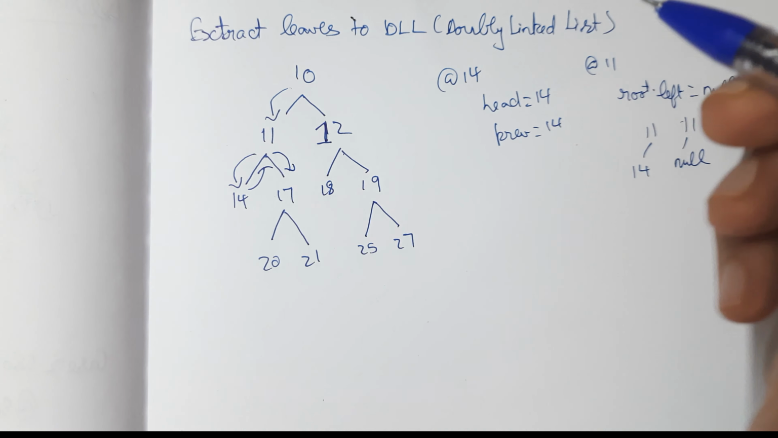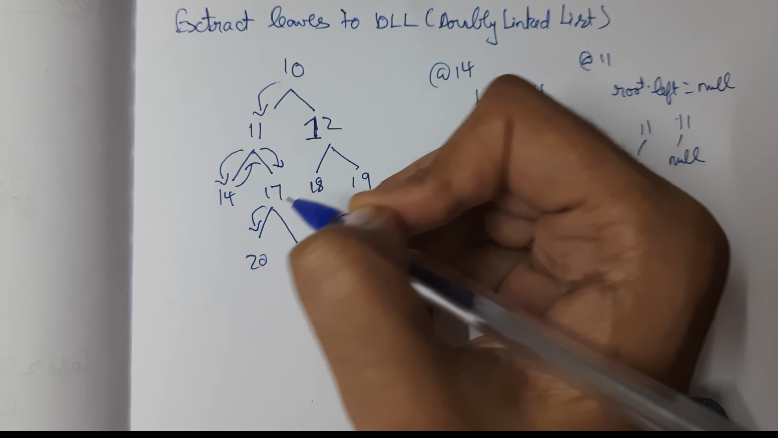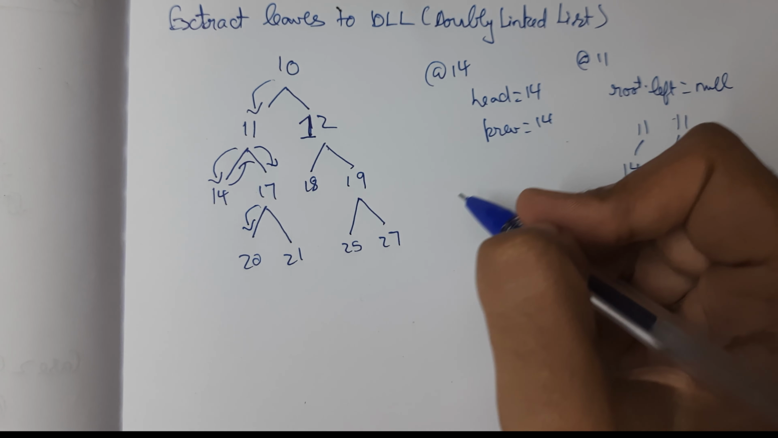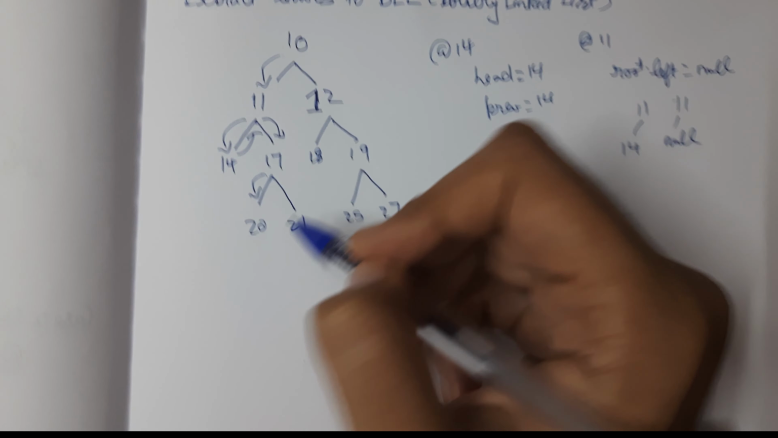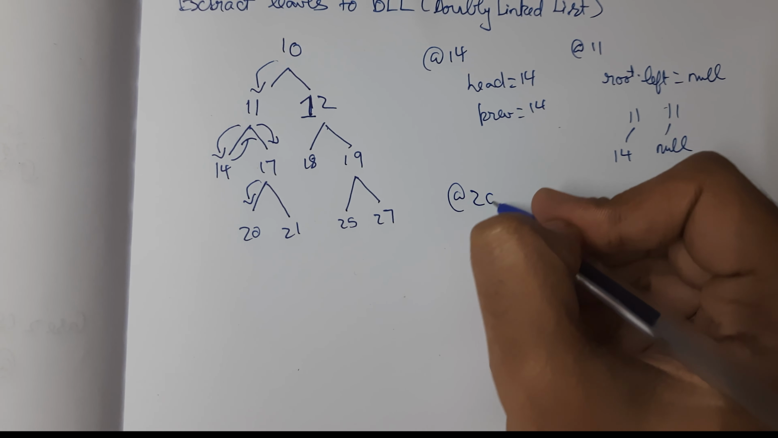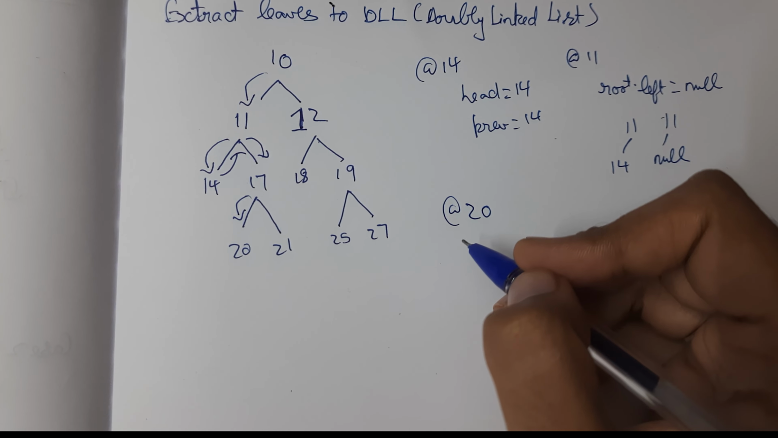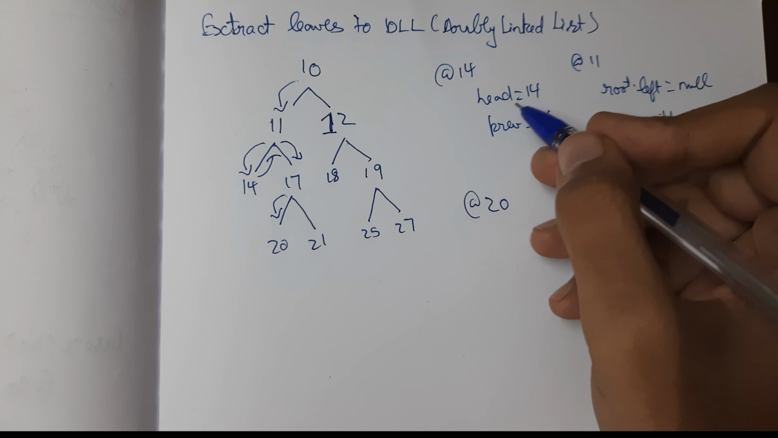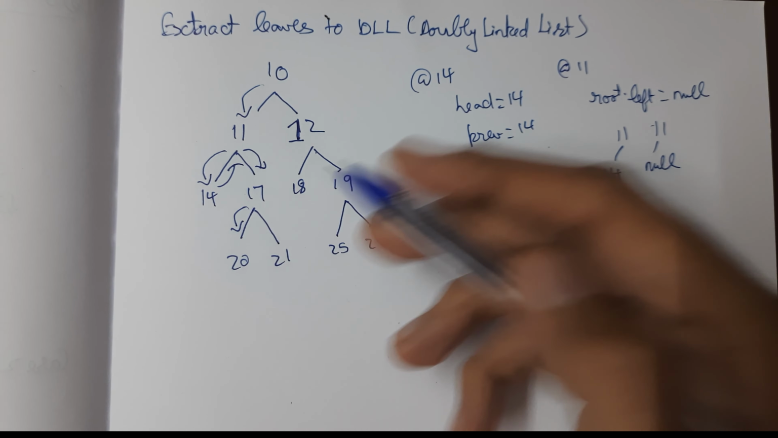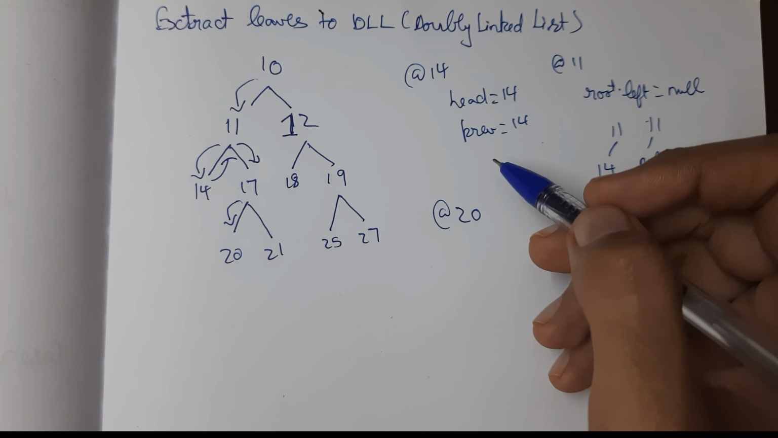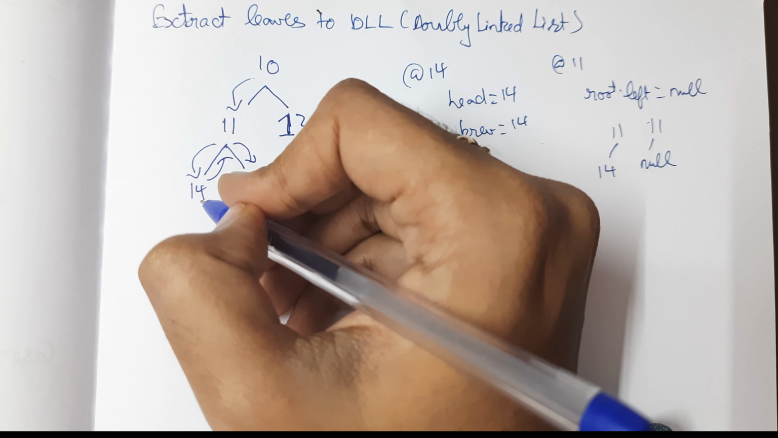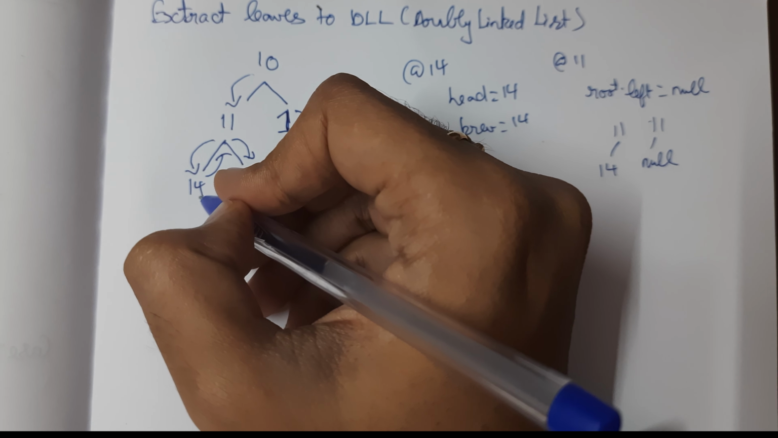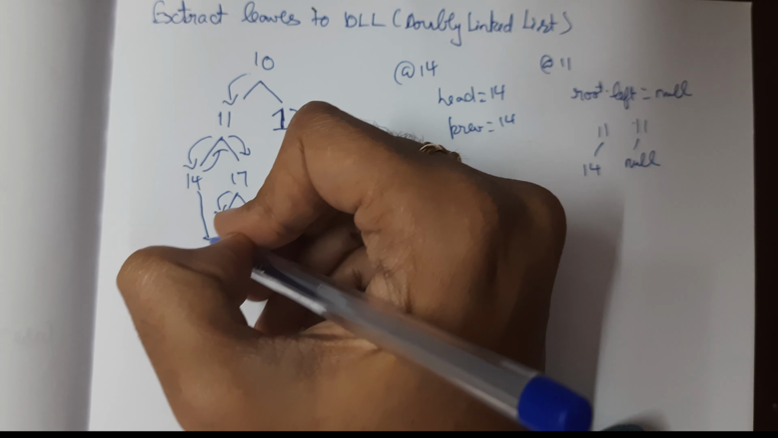At 17, we check if 17 is a leaf node. Since that is not the case, we go to the left subtree of 17, and at 20, we come to know that root dot left equal to null and root dot right equal to null. So at 20, we check what's happening inside the if condition. That is, head is not null. There is already a leaf node present. So prev dot right is equal to root and root dot left is equal to prev.